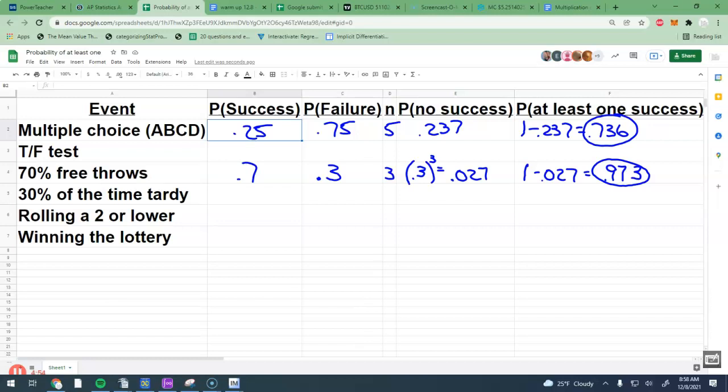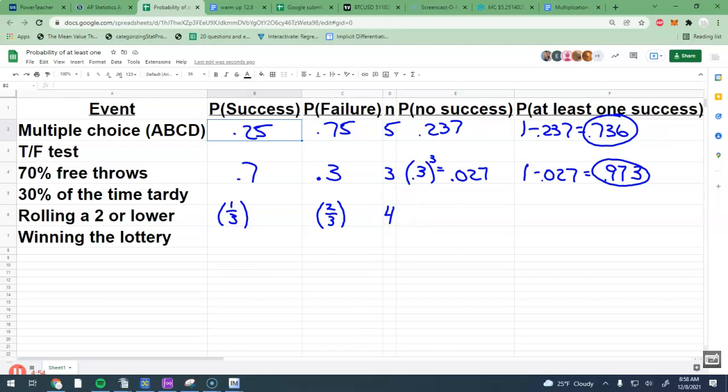Let's say rolling a 2 or lower. I'm going to roll a random six-sided die, a fair die. What's the probability I roll a 2 or lower? 1/3, right? So the probability of failure would be rolling a 3 or higher, which is 2/3. Let's say we're going to roll 4 dice.